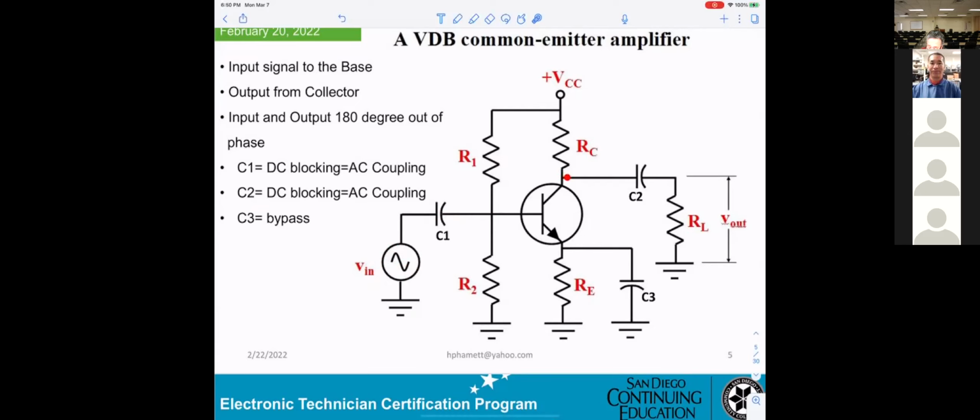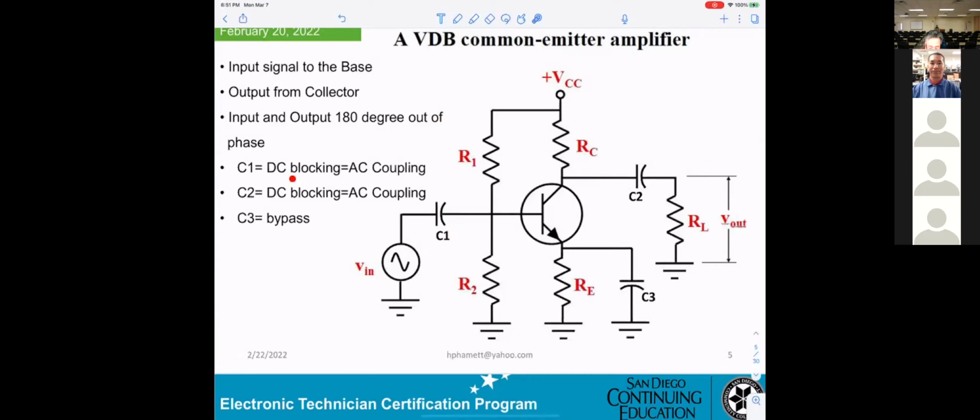Output from the collector. This is the output here. Okay. What they said: input signal to the base, output from collector. That's basically the definition. And also they say input and output are 180 degrees out of phase. That means the input here and the output here will be opposite. Input positive, output negative. Input negative, output positive. That's our phase. Okay. C1, the name.